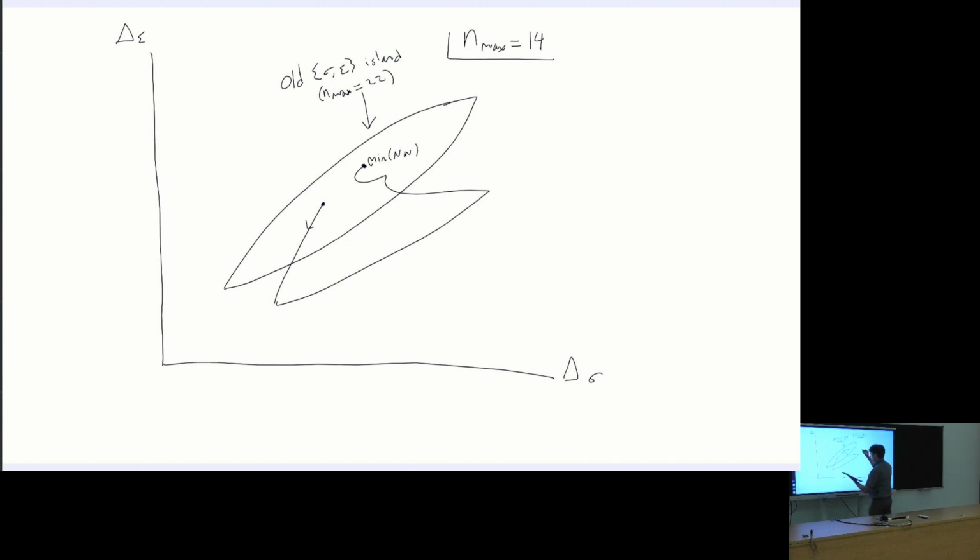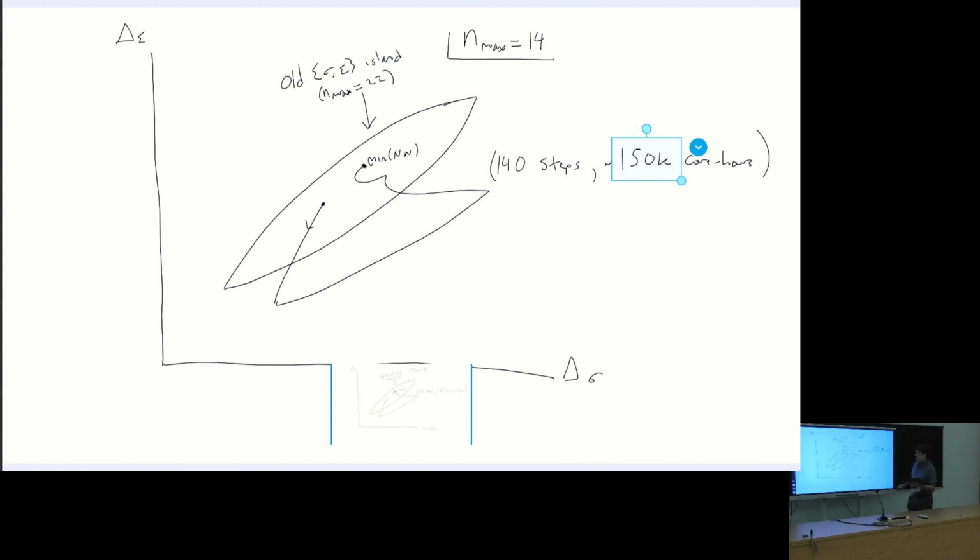Doing this computation, just to give you a sense, took about 140 steps in the search, and in terms of computation time, it was something like 150,000 core hours. So it's not at the millions of core hours level here, but it's a sizable numerical computation. Okay, now once we found an allowed point, we can again maximize or minimize delta sigma to try to find the extent of the island.